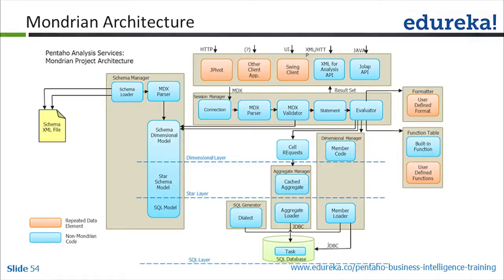Okay, this is the Mondrian architecture. We'll try to see it in detail, but this as such is not that much required, because you just need to know how you design your cube and how you actually query it. But if you want to see how it works internally, you can look at this. On top, you can see there is an HTTP UI. This is how you can access it, through the JPivot client or any other client like a report, so you have that on that layer.